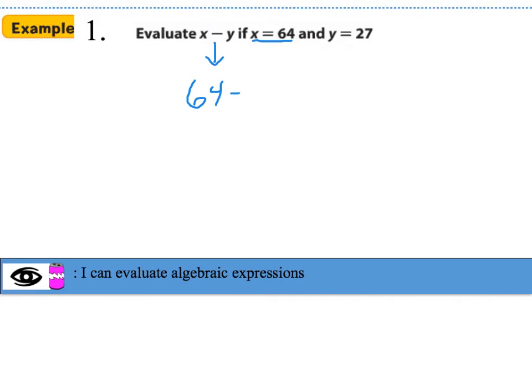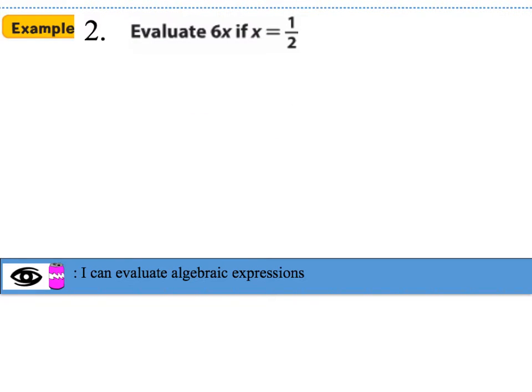Then I'm going to drop down my subtraction sign. And I know that my problem says y equals 27. So I'm going to substitute 27 in for y in my expression. Now I can simplify this using the order of operations. Since we only have subtraction left, I'm just going to subtract. And 64 minus 27 is equal to 37.